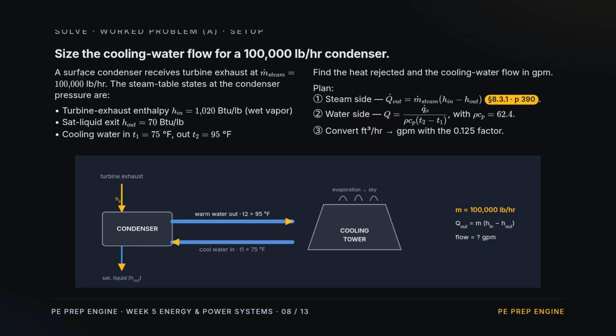Worked problem A. A surface condenser takes turbine exhaust at 100,000 pounds per hour. From the steam tables, the exhaust enthalpy is 1,020 BTU per pound. The saturated liquid exit is 70, and the cooling water runs from 75 to 95 degrees. Find the heat rejected and the cooling water flow in GPM. The plan: steam side for the heat, then the water side balance for the flow in cubic feet per hour.